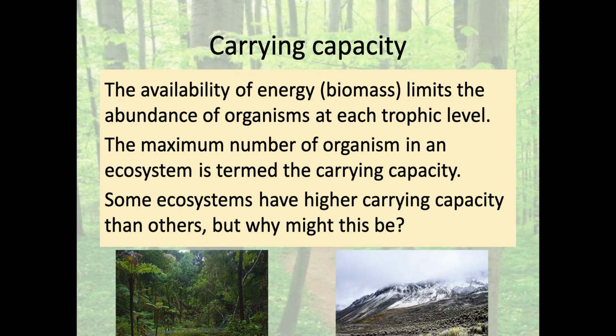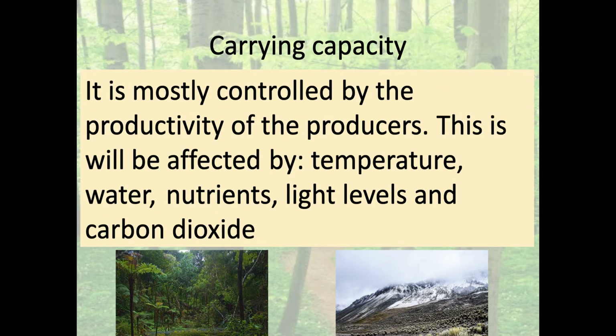Think about that, and then, having thought about it, restart the video and move on. So, mostly it's down to the productivity of the producers. If they are less productive or they are less abundant, and those things are affected by temperature, water, availability of nutrients. You can see there's not so many plants here compared to here. There isn't the availability of nutrients over here. Up here, obviously, there's a different temperature, a lower temperature.